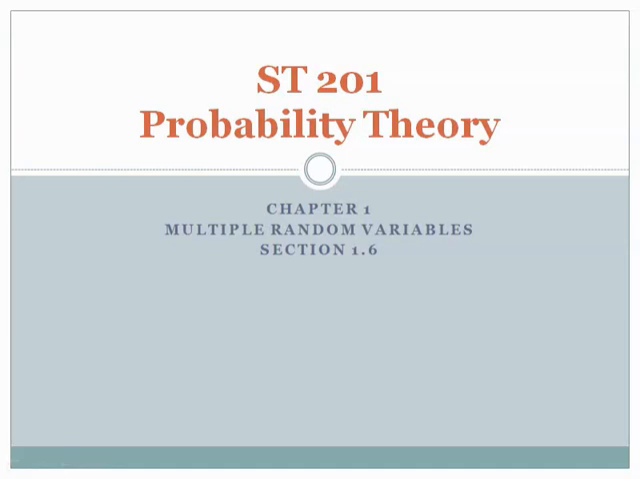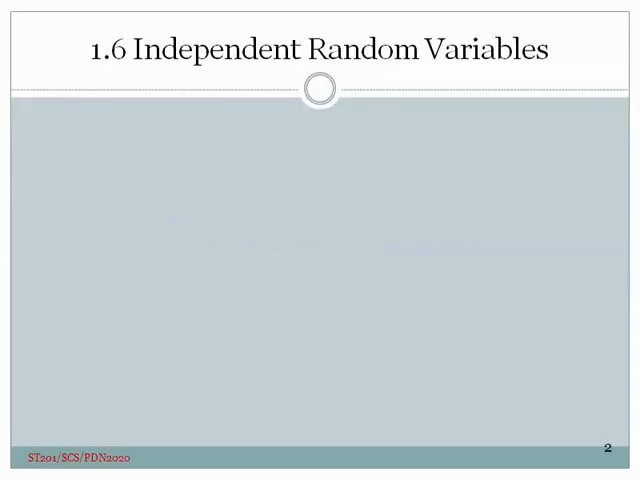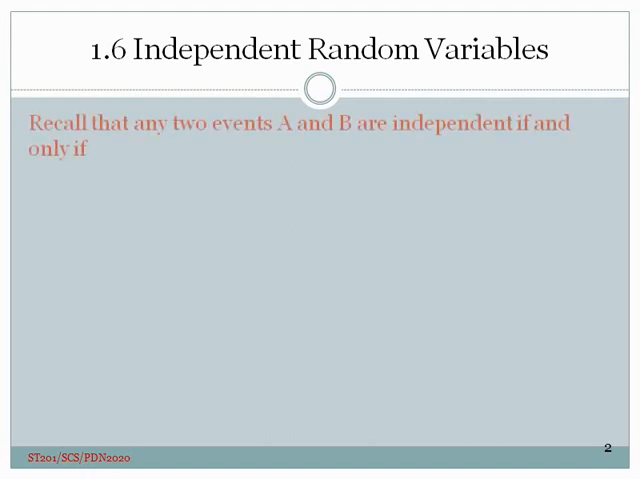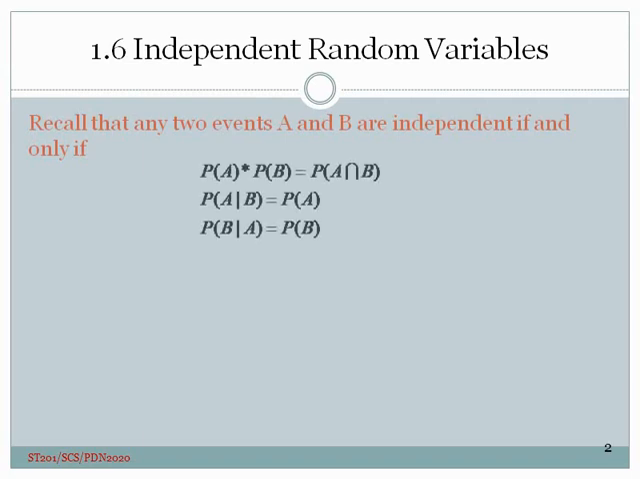This is the last lesson for Chapter 1, Section 1.6, Independent Random Variables. Recall that for any two events A and B, we say they are independent if and only if the product of the probabilities is the same as the probability of their intersection, or the probability of A given B is the same as the probability of A, or the probability of B given A is the same as the probability of B. If at least one condition is satisfied, the other two will be automatically satisfied.